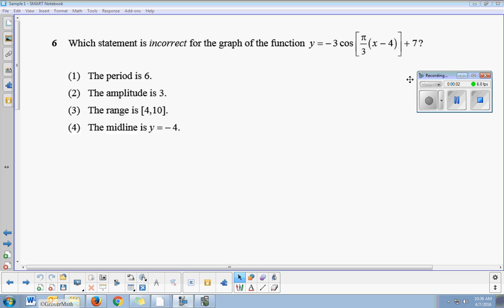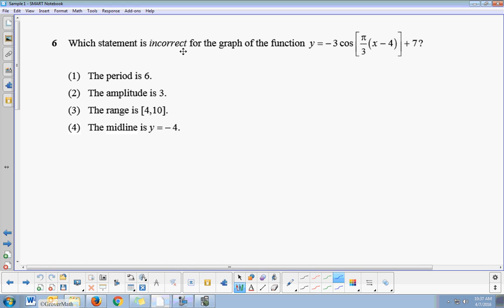Algebra 2, Regents, sample question number 6. Which statement is incorrect? I love those "which statement is incorrect" questions. Which is false? For the graph of the function y equals -3 cosine pi over 3 times x minus 4 plus 7. So clearly this is a trig graph question.